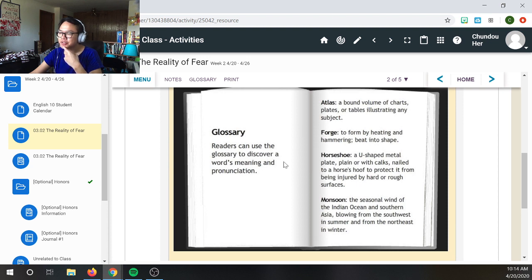Readers can use the glossary to discover a word's meaning and pronunciation, not punctuation. So this is an example. This looks like an example of a glossary right here. So you might see something like this in the back of a textbook. It just has the vocabulary word and then the definition of that word.